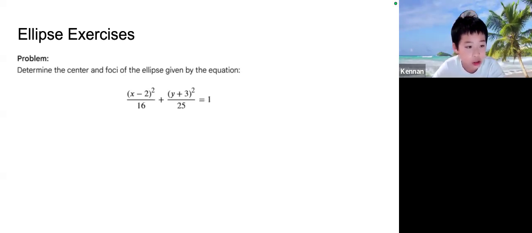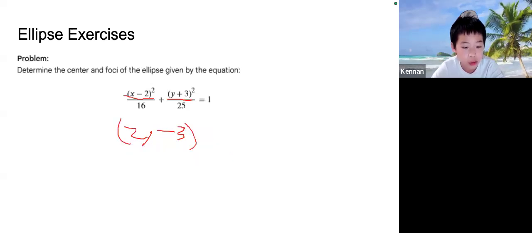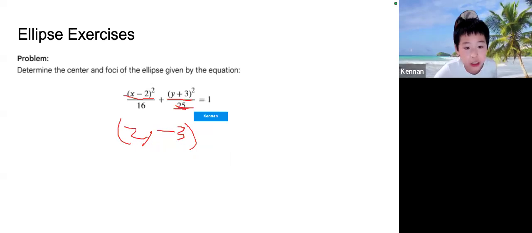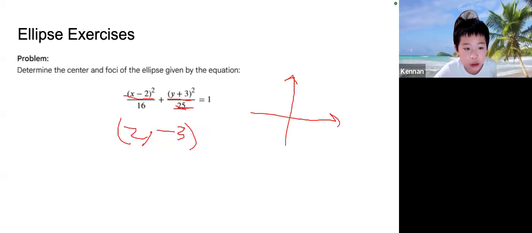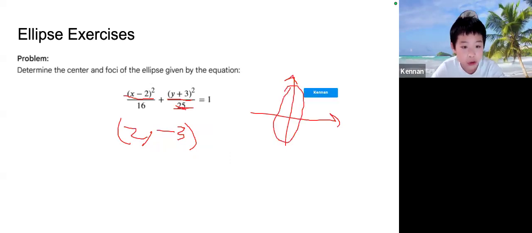We have x minus 2, y plus 3. So that center is (2, -3). Now we know the center, and now don't forget we need the foci. First, we know 25 is the major axis, so it'll look more like this. And then we know that that's the major axis, so these are the foci.